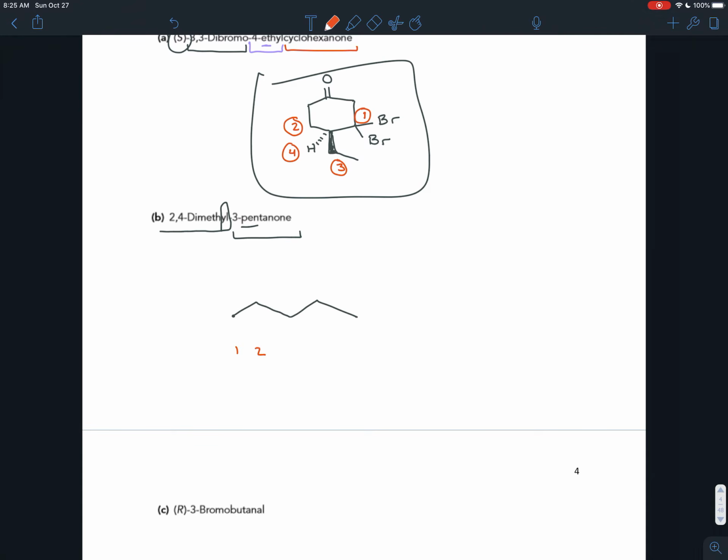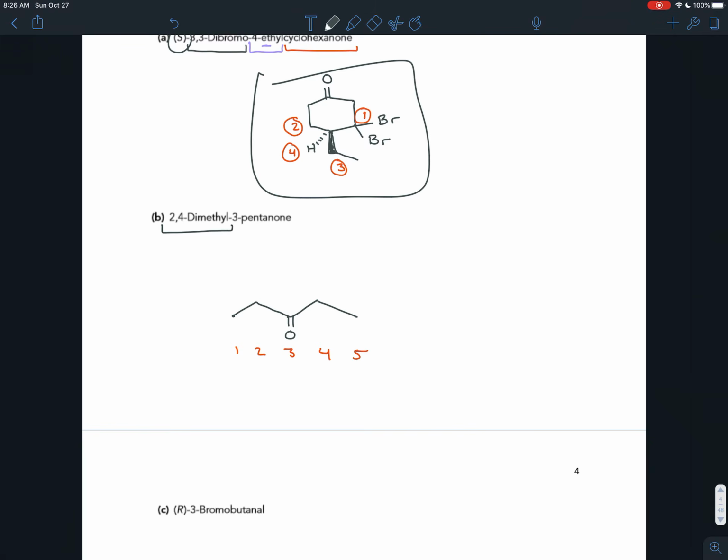We're numbering this, so we're drawing this so we can number it however we want. I'm going to number it left to right. The infix is AN, so that's all single bonds, and the ONE suffix means we have a ketone. Now, a ketone can be anywhere in a chain, and so they give us a number to tell us where that ketone is. It's on carbon number 3. So there's our ketone. So that's 3-pentanone.